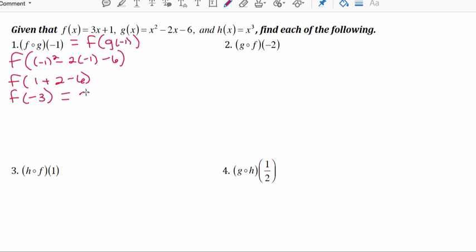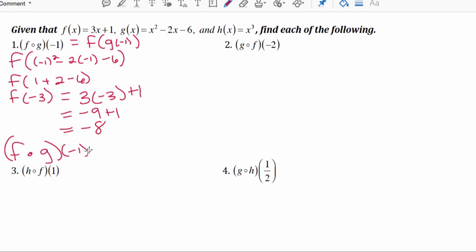My f function is 3 times negative 3 plus 1, and that gives you negative 9 plus 1, which is negative 8. So my final answer is f of g of negative 1 is equal to negative 8. The negative 8 is the final answer. You don't get like two answers. This is it, negative 8.